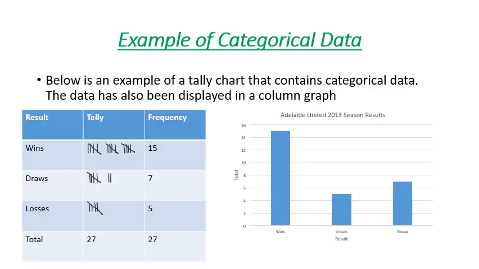So here's an example of categorical data, and you can see here that we have our categories. So we've got our wins, our draws, and our losses. So that's in our tally frequency chart. And then you can also see that that transfers across to our column graph, where we have our wins, our losses, and our draws. Okay, so we're able to use those categories to then produce a column graph with those categories to identify which bar represents which category.